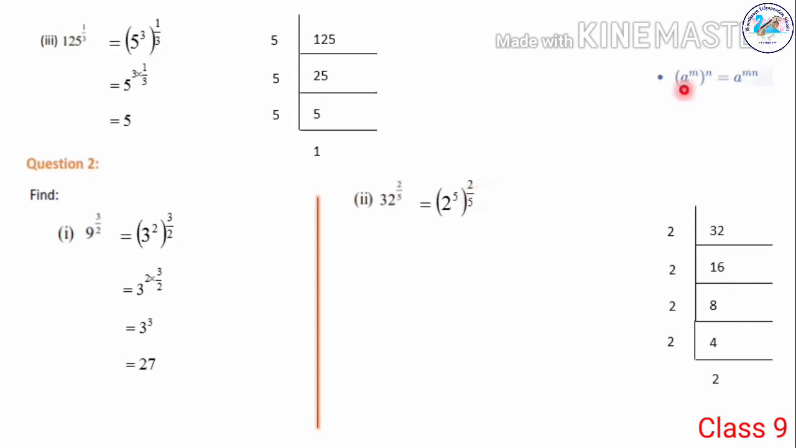Again same formula, a power m the whole power n is equal to a power mn. That is 2 power 5 into 2 by 5. So this 5 cancel, that is 2 power 2 will be coming. So the final answer is 2 power 2, that is 4.